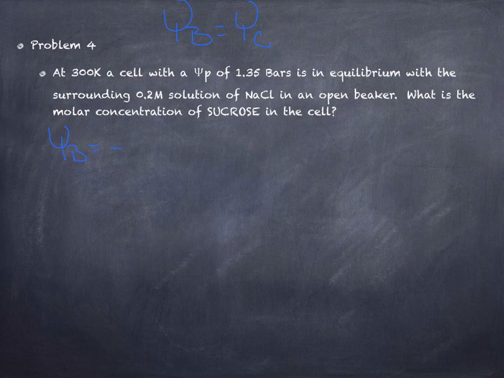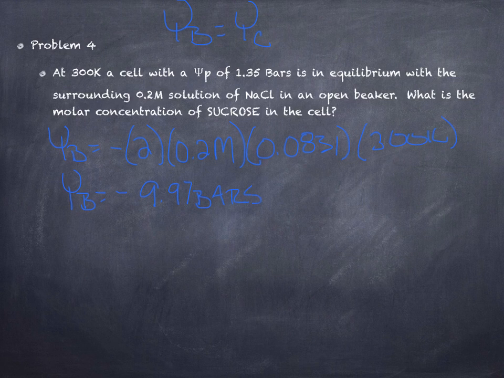It's the negative ionization constant of the stuff inside the beaker, which is sodium chloride, so that's 2, times the molarity, which is this, okay, times our R value, which is 0.0831, times our temperature, which is 300 Kelvin. Okay, so our water potential for our beaker is equal to then negative 9.97 bars.